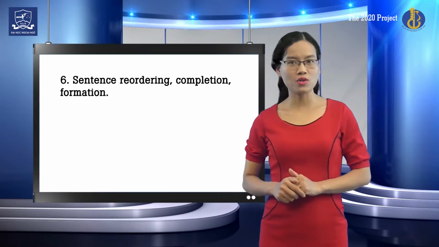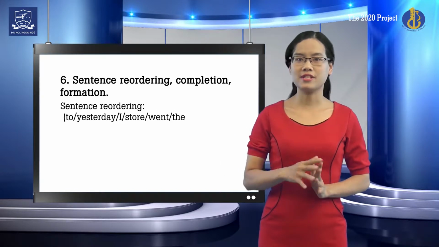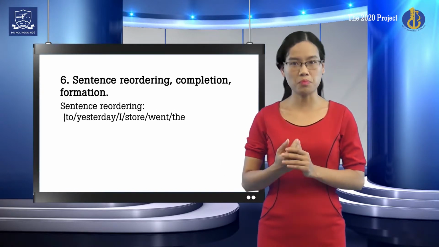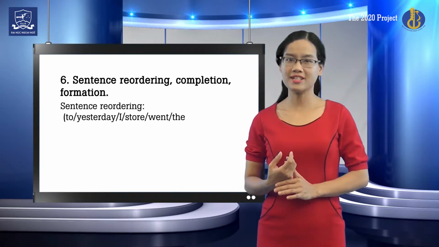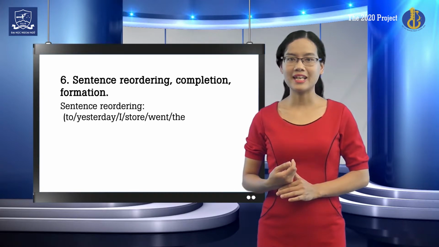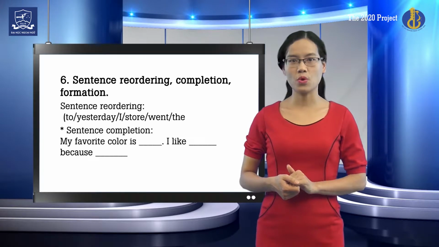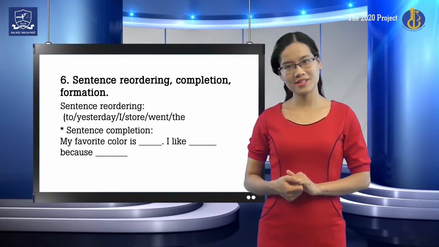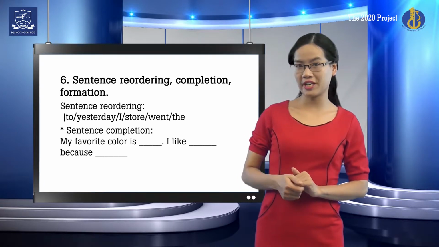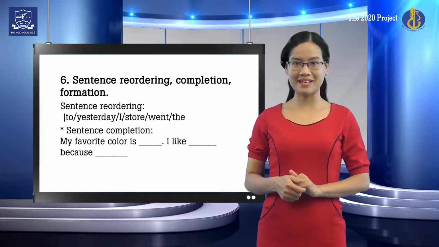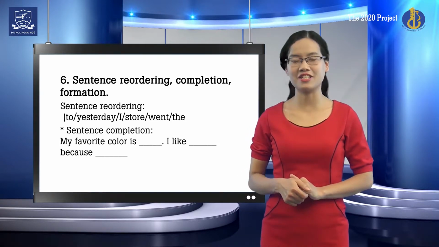In sentence reordering, words are presented out of order, and the students have to reorder them appropriately, like the sentence, "I went to the store yesterday." Sentence completion. Students complete sentences with their own answers. For example, my favorite color is green. I like green because it is the color of trees and plants, and it can give me a feeling of relaxation.